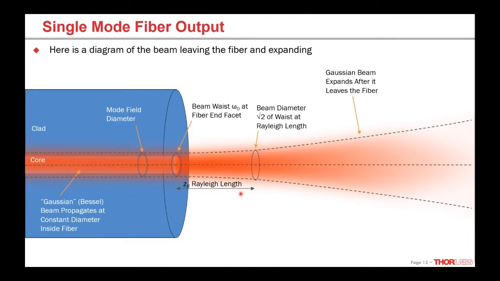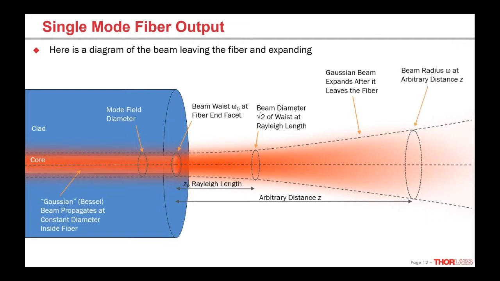There's the Rayleigh length, where the beam waist, or the beam diameter, is about a factor of square root of 2 larger than the beam waist. Beyond a few Rayleigh lengths is where we're going to be in the far field. So if the distance is much larger than the Rayleigh length, that's what I would call far field, where we'd have that linear divergence. And then of course we can calculate the beam radius at any distance z away from that fiber end face using the equations in the previous slide.